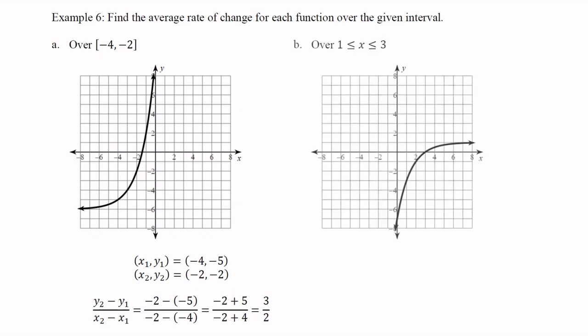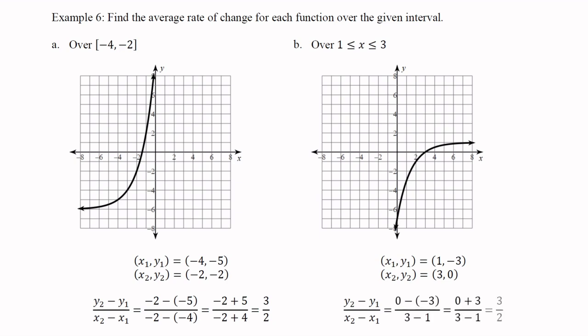For B, we're going to go from 1 to 3. So we follow 1 down to the graph, and we find -3. We follow 3 over, and we're crossing the x-axis, so that's actually our x-intercept. So 3, 0 is our second point. And we plug those values in to get 3/2 for this one as well.